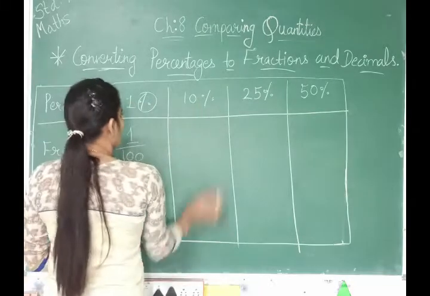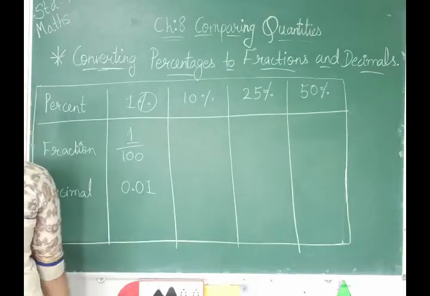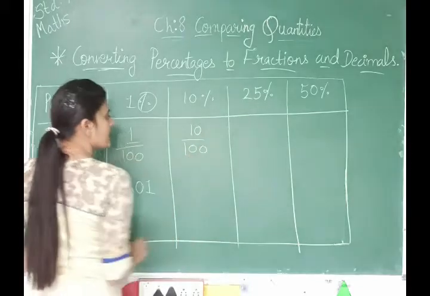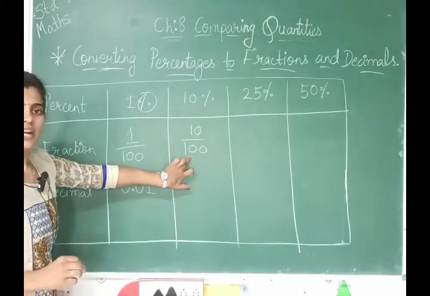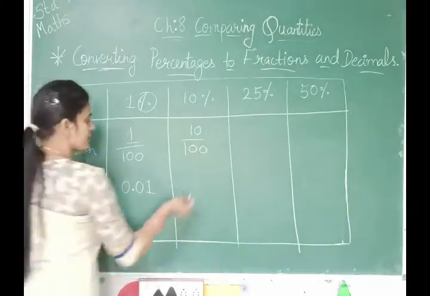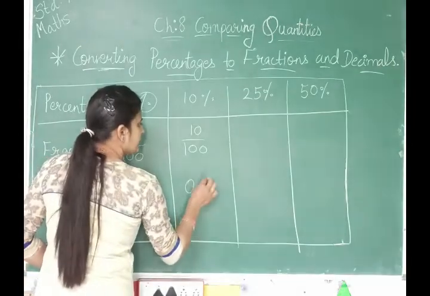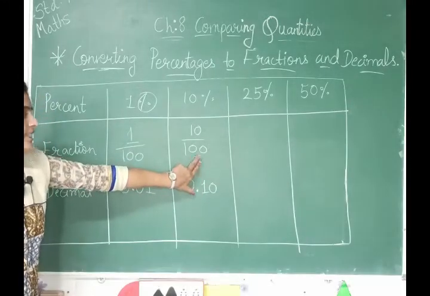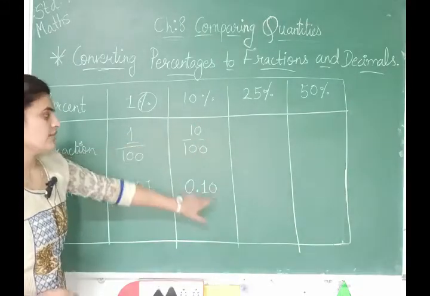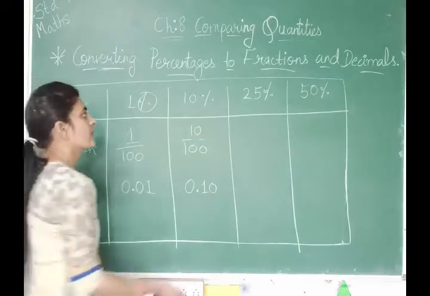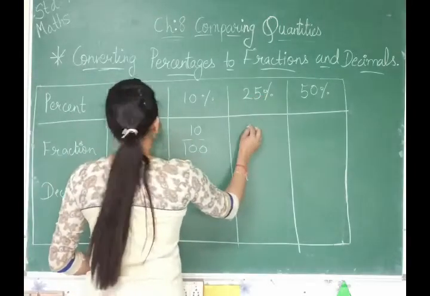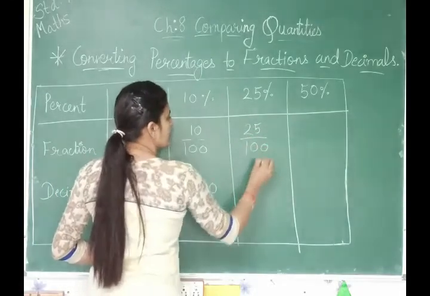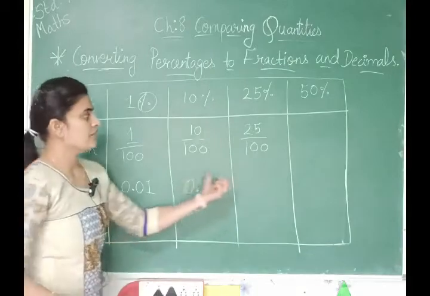Now percentage of 10%. Now for 10% fraction will be same 10 as it is. Percentage means divided by 100. So 10 by 100, what will be the decimal form? 0.10, because after point we need 2 digits and already we have 2 digits over here. So same we will copy down 0.10. Now 25%, that means in the fraction form it will be 25 divided by 100, and decimal form it will be what?